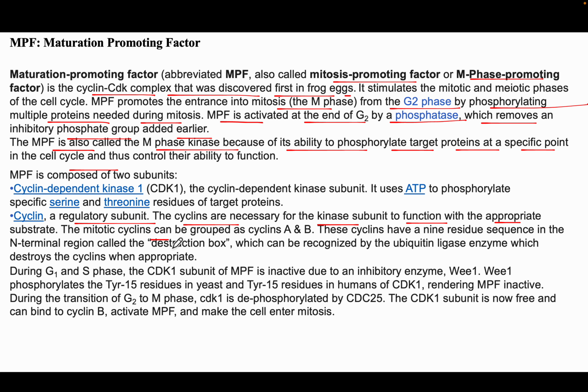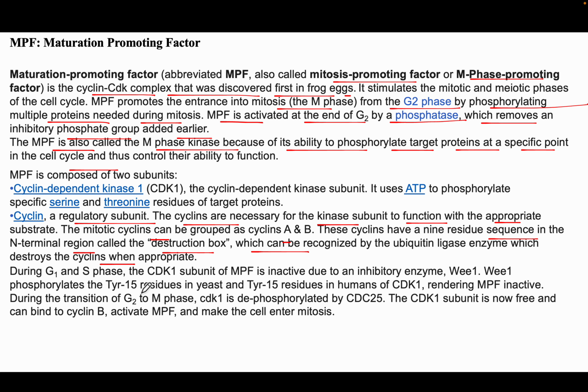So the mitotic cyclins can be grouped as cyclins A and B. The cyclins have a 9 residue sequence in the N-terminal region called the destruction box, which can be recognized by the ubiquitin ligase enzyme, which destroys the cyclins when appropriate. So in a cell, the amount of cyclin is not constant. Cyclin will get proteolytically cleaved and destroyed, but the amount of CDK is constant.